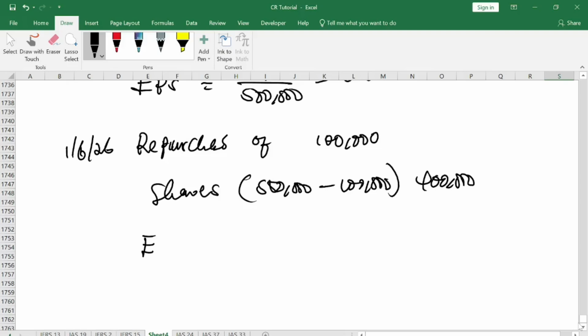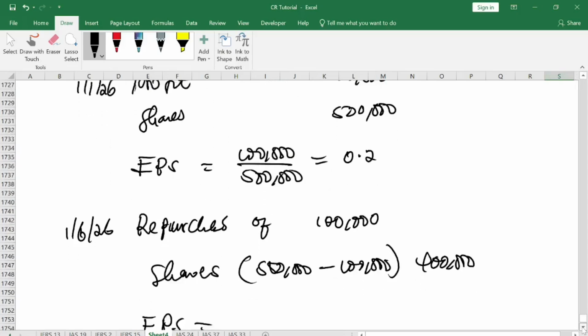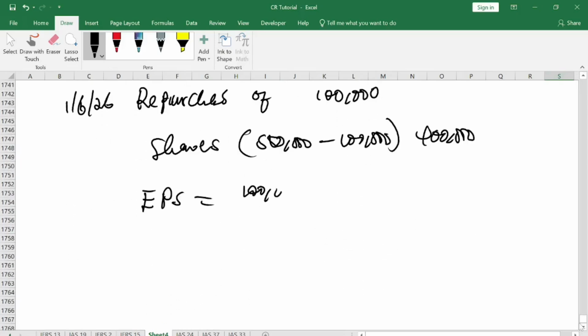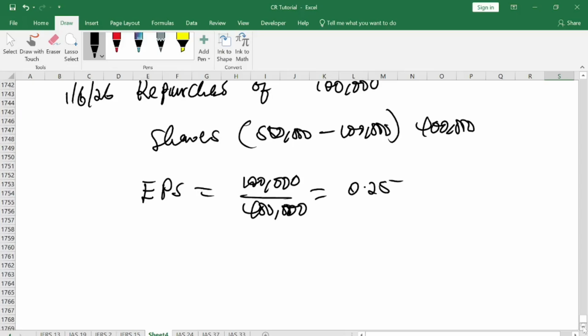So earnings per share is equal to what? The profit is 100,000, so you have 100,000 divided by 400,000. What is your answer? That gives you 0.25. So you realize that the earnings per share has increased a bit for the shareholder. So this is a form of incentivizing the existing shareholders with the buyback.